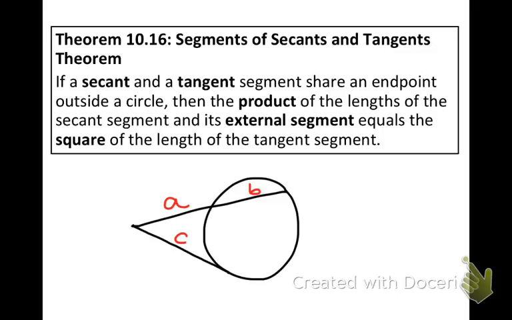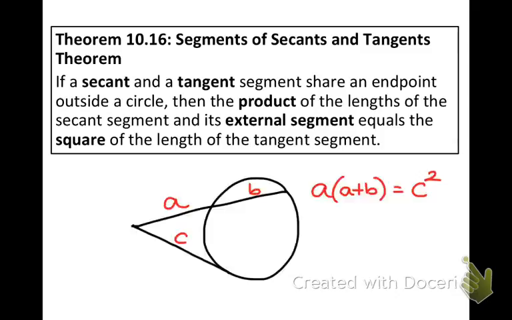So what this theorem says, nothing changes with the secant. That's going to stay the same. That's still going to be external times the whole. So A times A plus B. But what happens is your tangent no longer has an internal part. So you're going to square your external part. So you need to have a product of something, so you just do the product of itself, which is the same as squaring it.